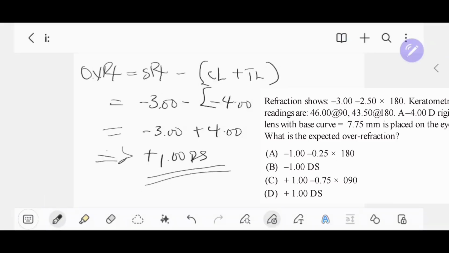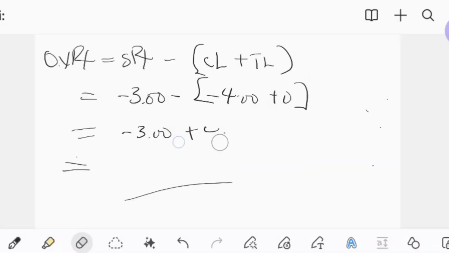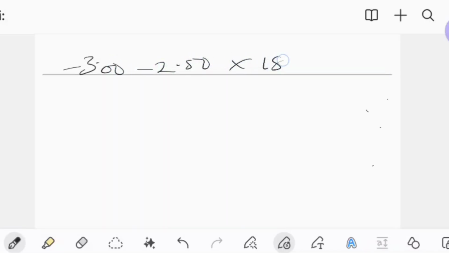The option you look for is this plus 1 diopter sphere. This is the answer. So to cross-check this answer, let me also explain how you should know that this is the answer. This is the expected over refraction. Now let's cross-check this. Our prescription is minus 3.00 minus 2.50 x 180.